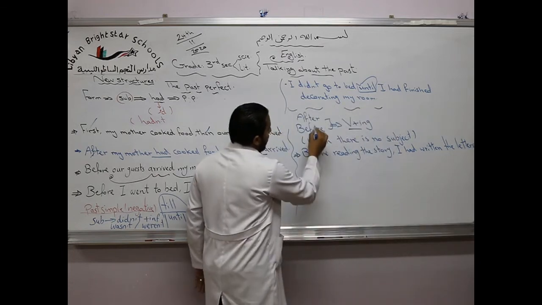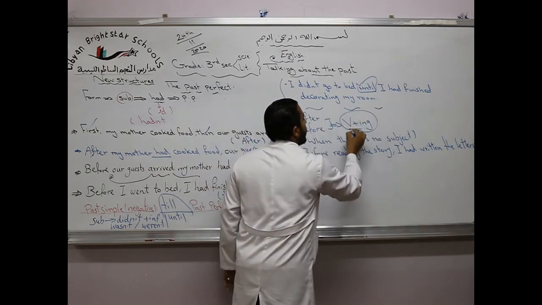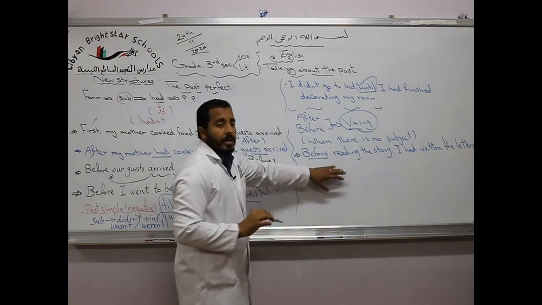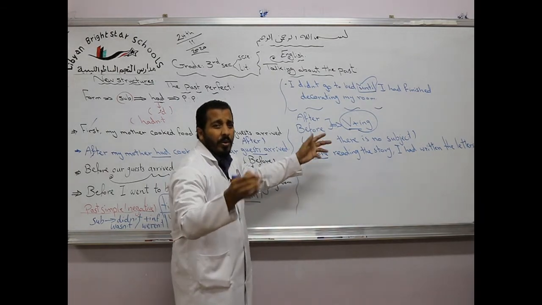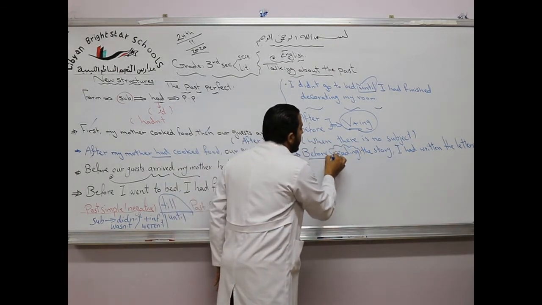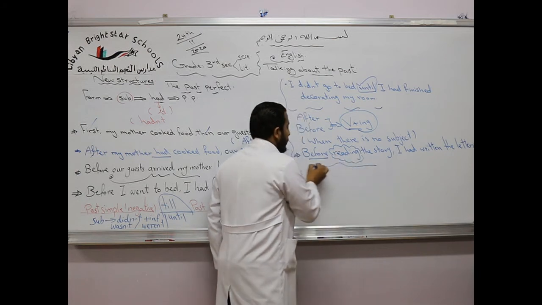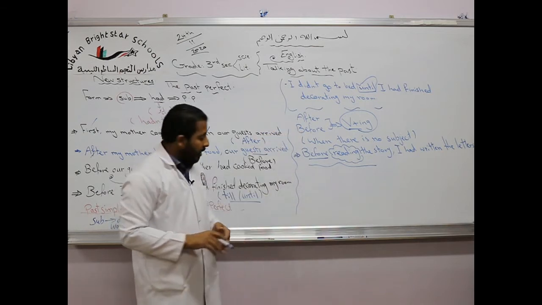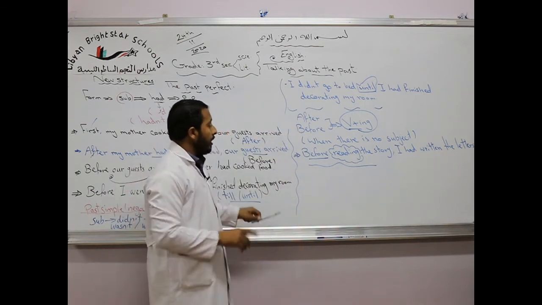After and before are followed by verb ing when there is no subject. Before reading, we don't have any subject. We don't have I, we, you, Ali, Ahmed, and so on. So the verb must be in the ing form. As we agreed, when a verb comes directly after a preposition, it's usually in the ing form.